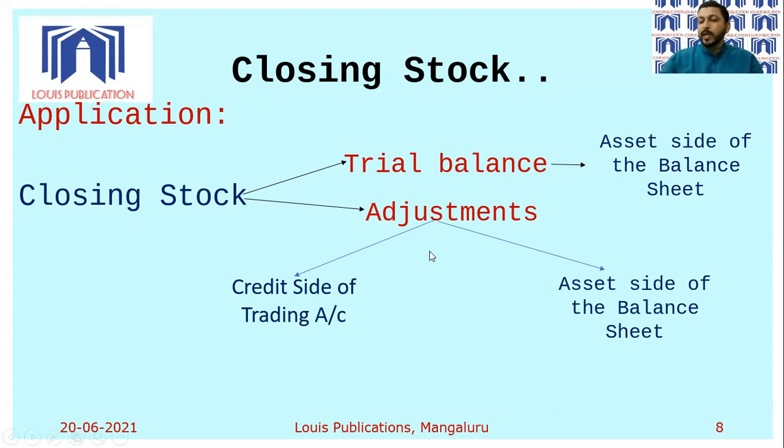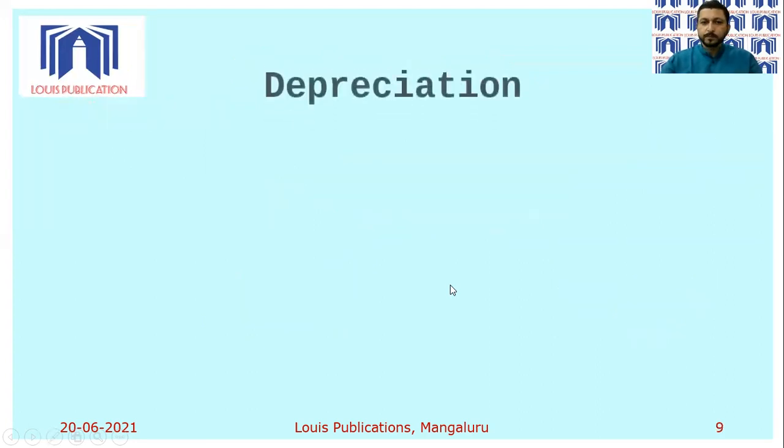So this is the treatment of closing stock. If given in the trial balance, only one effect, and that will be on the asset side of the balance sheet. If closing stock is given as an adjustment, then two effects. One will be on the credit side of trading account, another one will be on the asset side of the balance sheet. So this is about the concept of closing stock.